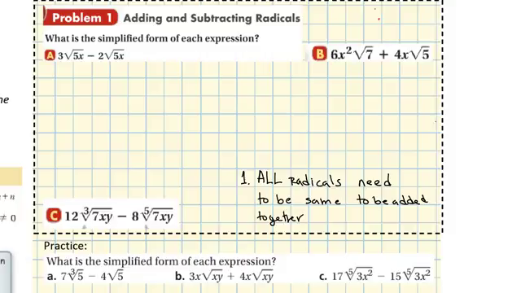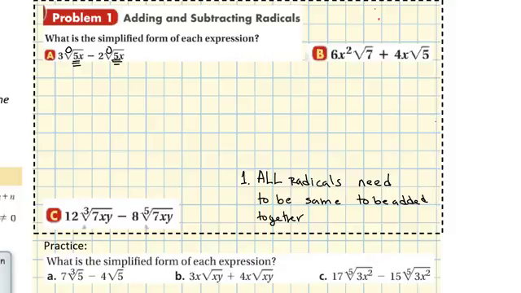So let's look at example A. In example A, we have 3 square root of 5x minus 2 square root of 5x. The first question that we need to ask ourselves is, the radicals that we have, just the radicals, are they exactly the same? And the criteria for that is to have the same index and the same radicand. So if we look at inside the radical, both of them have a 5x, and on the corner over here, both of them have the same index. So this problem right here is okay to add.